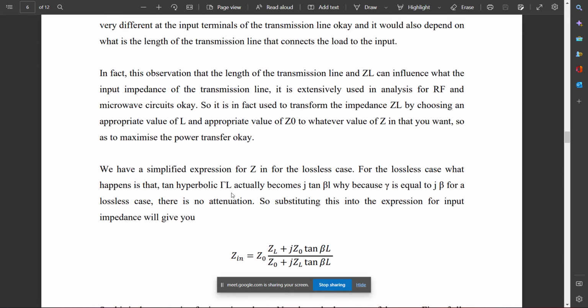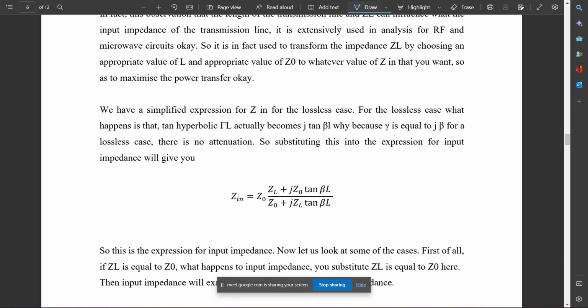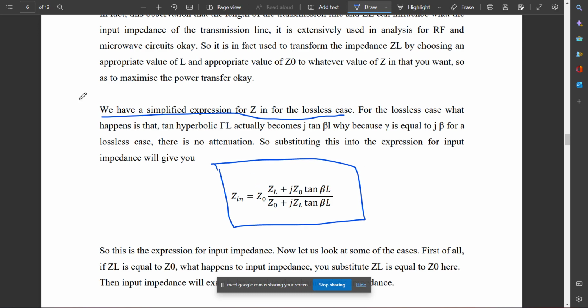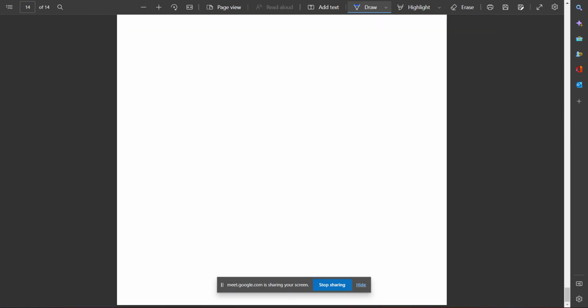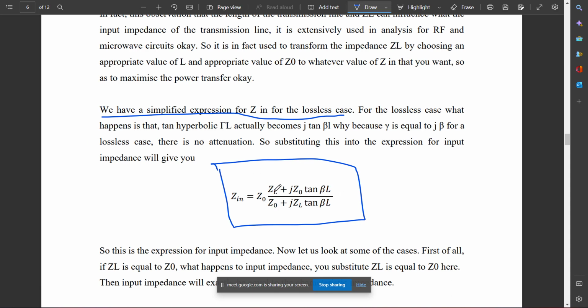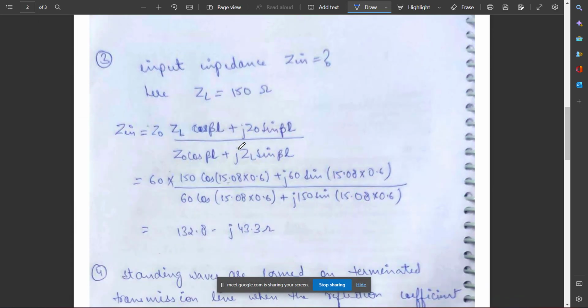So we have the simplified expression for Zin for the lossless case, right? And this is the simplified expression. So rather than using tan beta L, we can use cos beta L here and sin beta L here, right? So input impedance is asked, and load impedance is 150 ohm, which is given in the question. So Zin will be Z0 ZL cos beta L plus j Z0 sin beta L upon Z0 cos beta L plus j ZL sin beta L. Do you have any confusion in the formula?